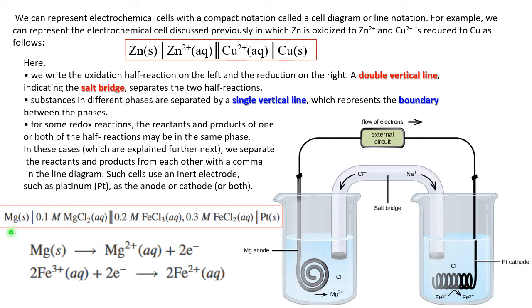For example, I have magnesium wire and magnesium chloride here. So I'm writing Mg(s), solid line, and magnesium chloride solution. Bridge is connecting it to solution that contains both FeCl3 and FeCl2, so two species in solution, and the electrode is platinum metal. We are writing like this. As you can see, platinum is absent in our half reaction.